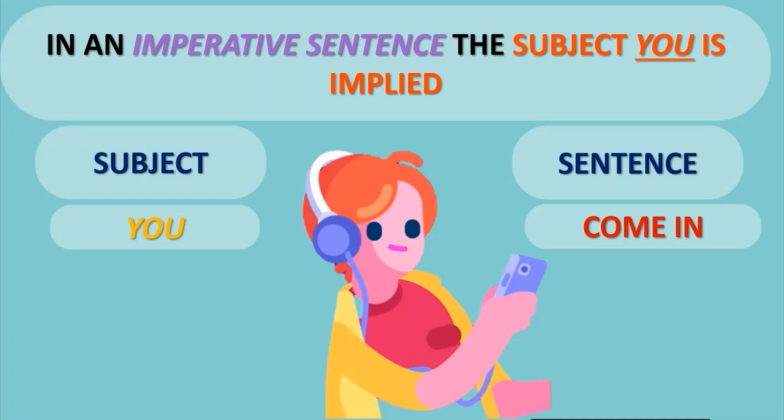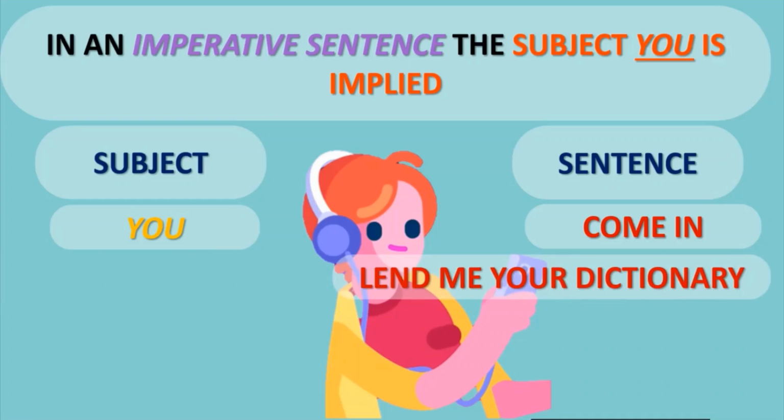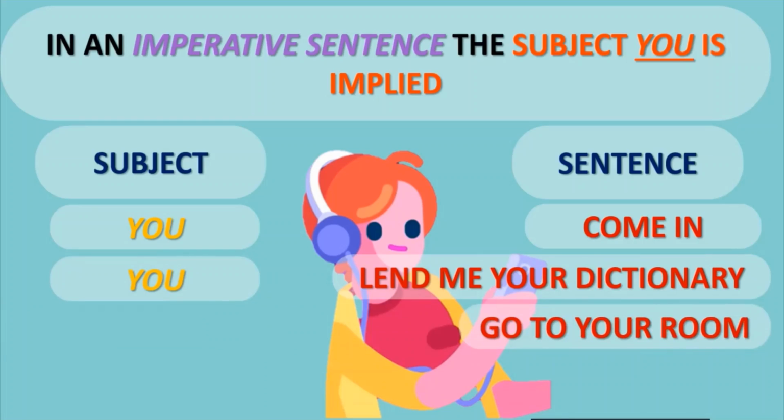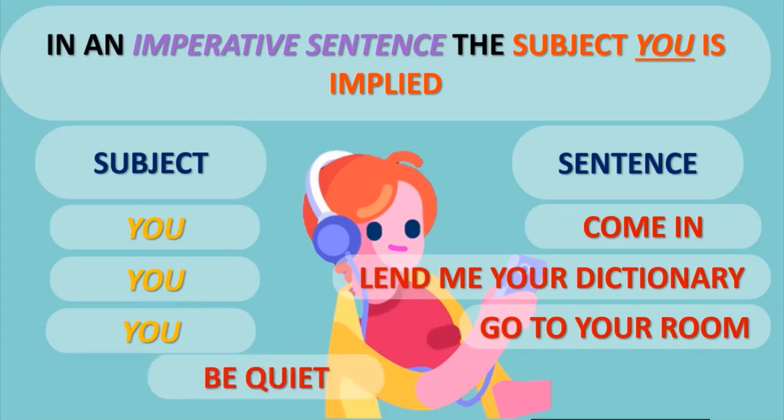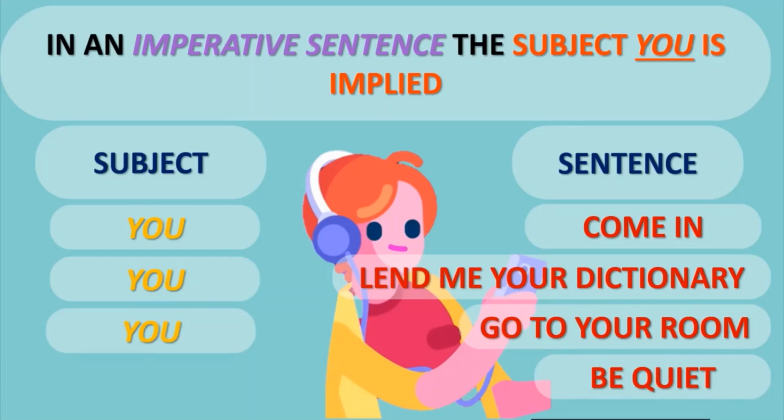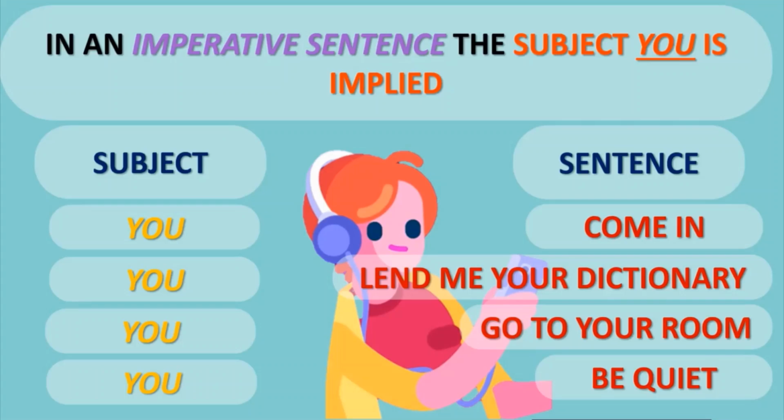Next sentence, lend me your dictionary. So who will lend me the dictionary? It is again you. So you is the subject here. The next sentence, go to your room. Who will go to the room? It is again you. Be quiet. Now who should be quiet? It is you. So we have also seen how we find the subject in an imperative sentence.